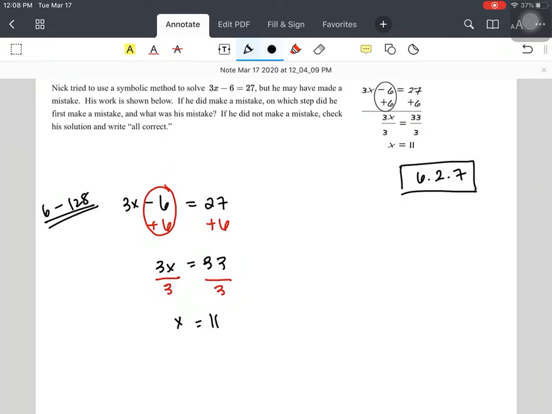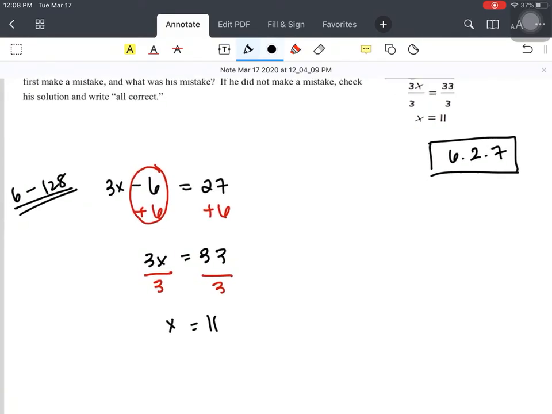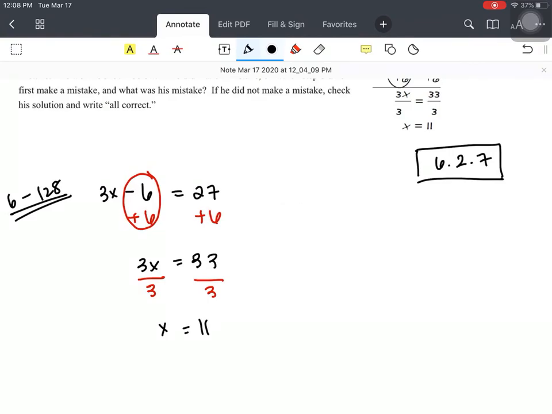Okay. So it says his work is shown below. If he did make a mistake, on which step did he make the mistake? The first mistake, right? Because when we highlight your assessments, your tests, all I do is highlight that first error. Then you know you have to fix that one and everything that follows, right? So what was his mistake? If he did not make a mistake, check his solution and write all correct.